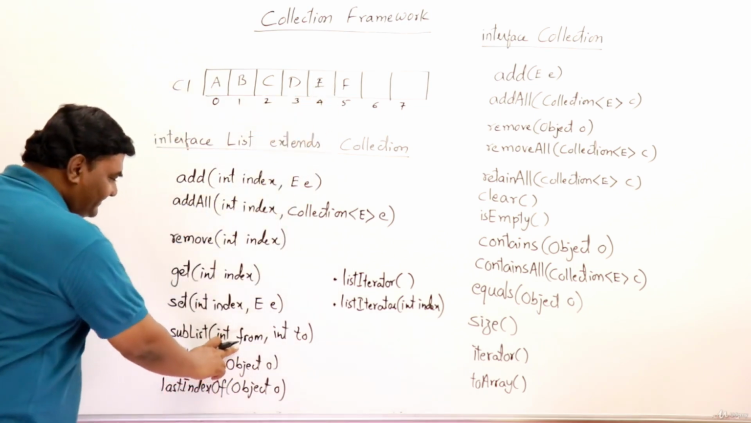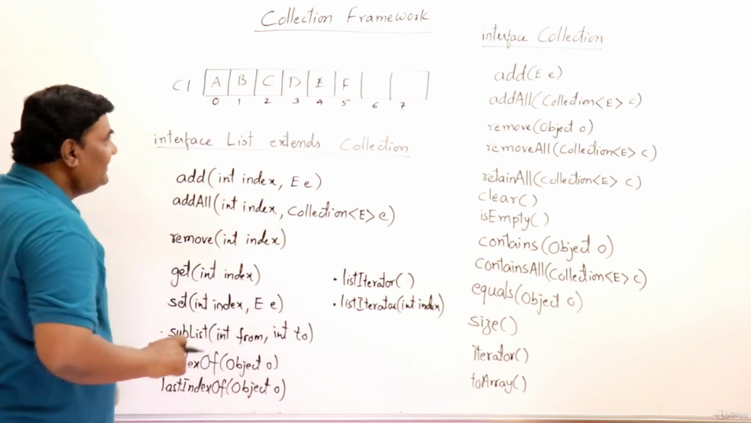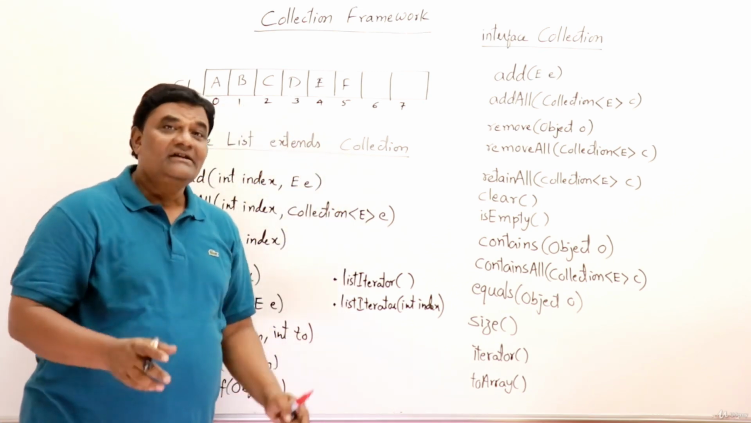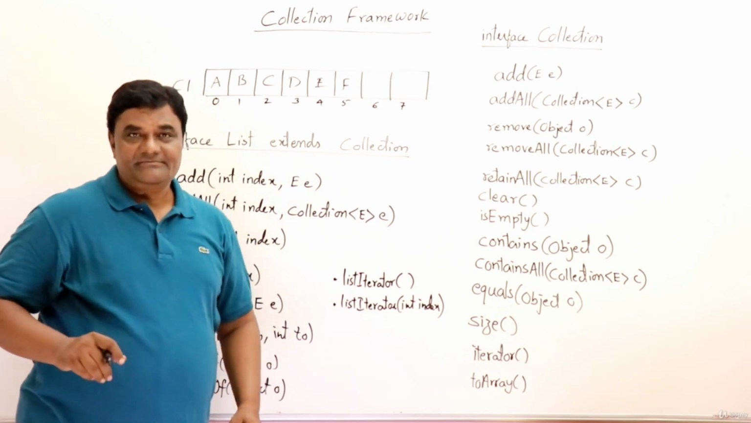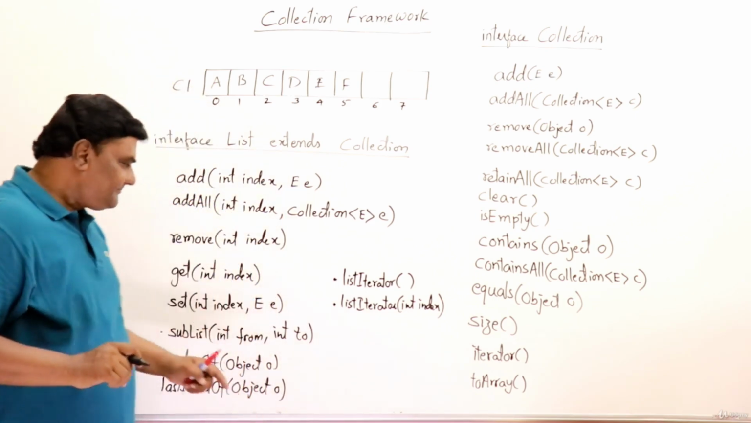So you can give the index from and to. So from this point to this point, so you can give two indices, 1 to 3. So starting index and ending index. So you can get those elements. It will not remove them, you will just get a copy of those objects.